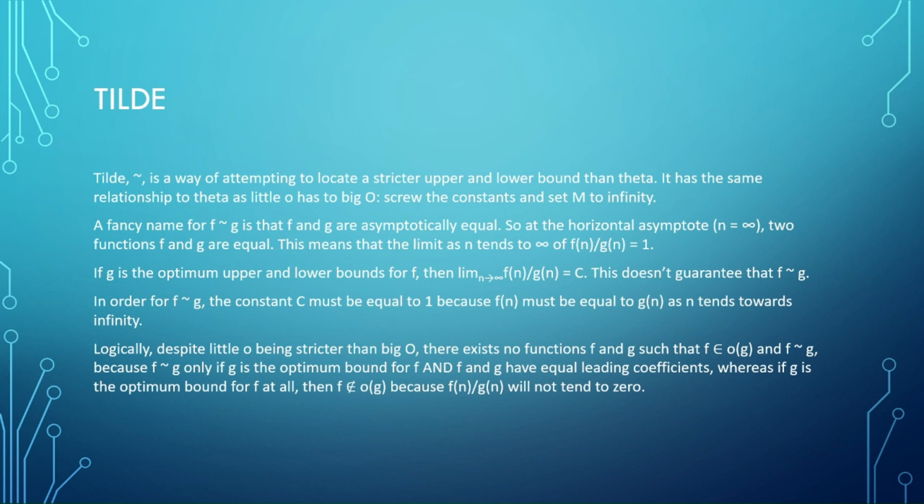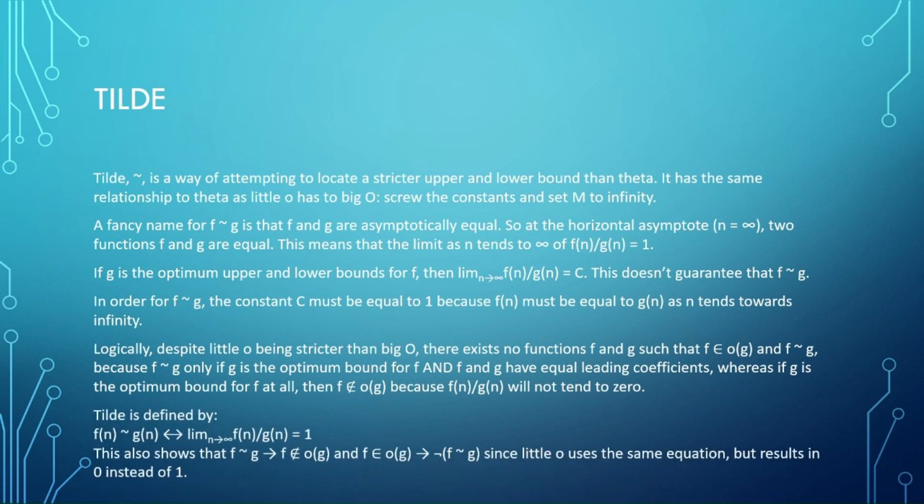So f will be of tilde g only if g is the optimum bound for f and f and g have equal leading coefficients. Whereas if g is the optimum bound for f at all, then it converges to a constant, not 0, because f is not of little order g. Wait, hang on.